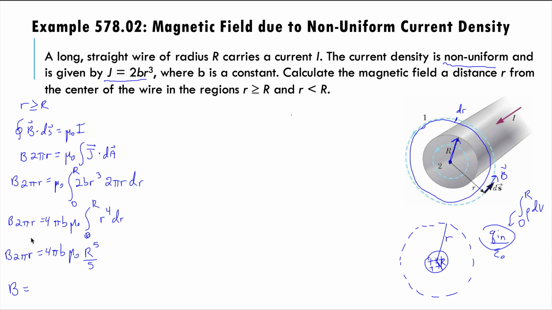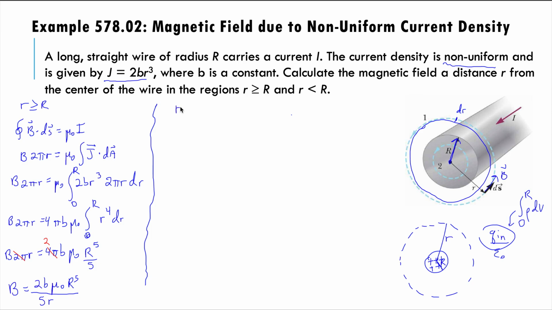We can cancel out 2 pi. Here, make this a 2. We can cancel out, oh, that's the only thing we can cancel out. So we're going to be left with 2b mu naught capital R to the fifth over 5 little r. So this is the field outside of this wire. Hopefully you see the similarities with using Gauss's law, and this is a familiar process.